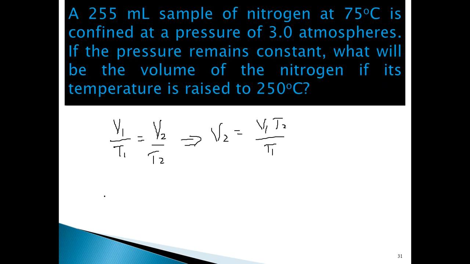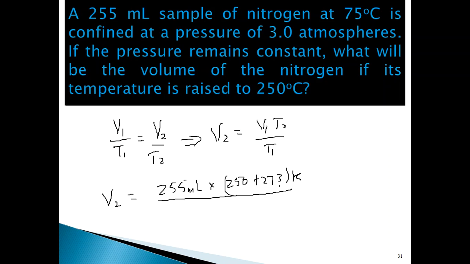All right, and then I'll plug in the numbers. So to calculate V2, V1 is equal to 255 mils multiplied by T2. Now T2 is the second temperature, which is 250 degrees Celsius, but we have to add 273 to convert it to Kelvin. All right, and then below we're going to have T1, which is 75 degrees Celsius, but we have to add 273 to convert it to Kelvin.